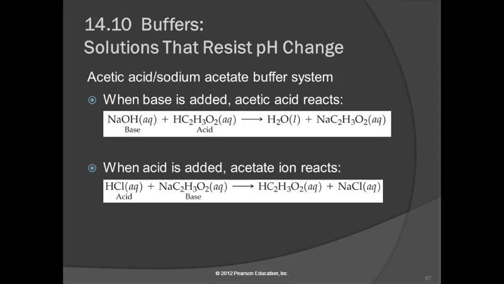Here's an example of a buffer system: acetic acid and sodium acetate. When you add a base like sodium hydroxide to this solution, the acetic acid will react with it and neutralize it. If you add acid to the solution, we have a conjugate base here, the acetate ion, and that will neutralize the acid. So it can take care of whatever's thrown at it. It doesn't have an infinite capacity. Eventually you overwhelm the buffer. But for small amounts of acid and base, it can absorb that and neutralize it without the pH changing very much.